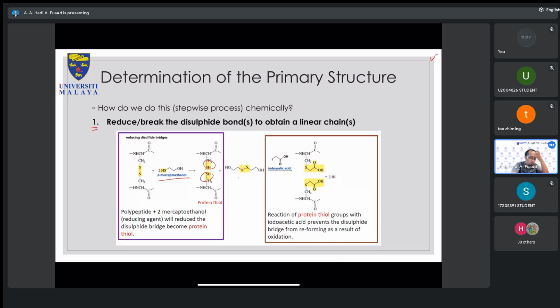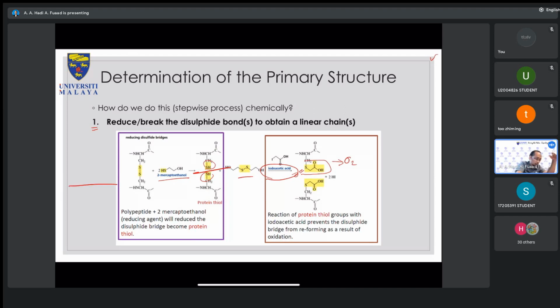Or alternatively, once you have broken the disulfide bond, you can react it with iodoacetic acid. It will react, forming a thiol derivative, more specifically an acyl thiol group. So it stops the cysteine from forming a disulfide bond itself. But it doesn't mean the sulfur cannot be oxidized. It can. In the presence of oxygen, you can still oxidize the sulfur, but at least it will not form a disulfide bond again.